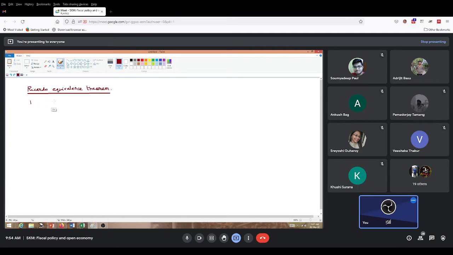Okay, very good. So basically the Ricardo equivalence theorem looks at the budget surplus or deficit over time. It brings into consideration a temporal dimension. So let us suppose that we have a zero budget deficit. Budget surplus is equal to 0. So that means G is equal to T. This is called a balanced budget.